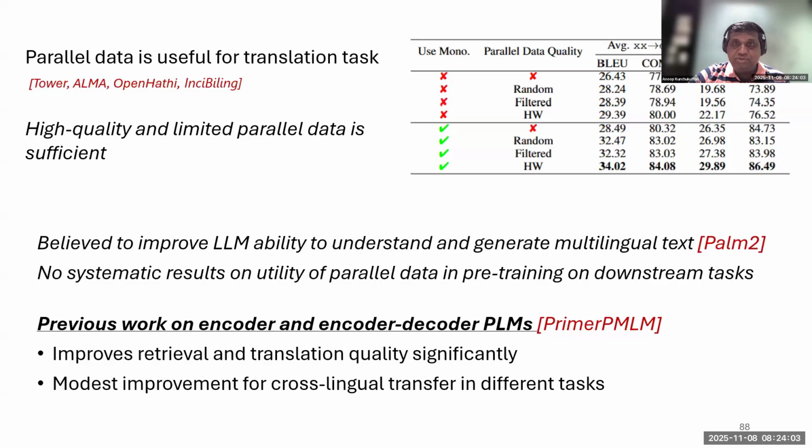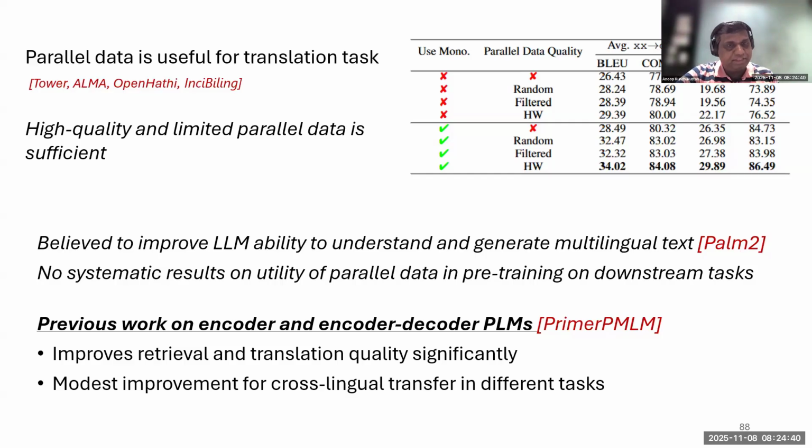And is using parallel data during pre-training useful? Surely for the translation task, it is useful. And for the translation task, if you use high quality limited parallel data, that is sufficient. It is generally believed that using parallel data improves the ability of LLMs to understand and generate multilingual text, and many LLMs do that. Although there aren't very systematic results on the utility of parallel data in pre-training for downstream tasks when it comes to modern LLMs.